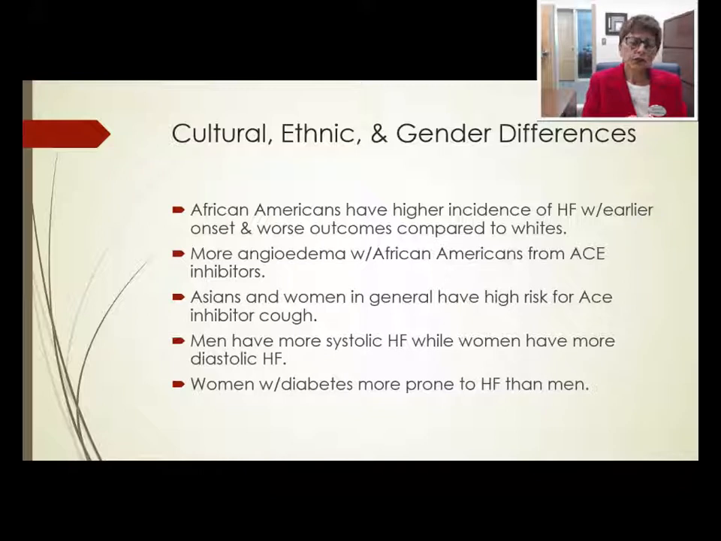Men in general have more systolic heart failure, and that's where your heart is squeezing, the heart is failing there, while women have more diastolic heart failure, and that's where the heart is relaxing. And so in a few slides I'll go over the difference between those two.